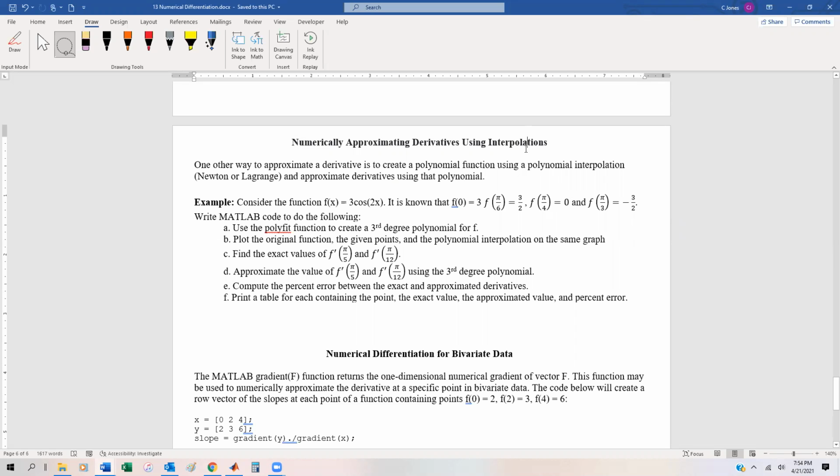Now, we saw in the last few sections that we could do polynomial fitting, right? We saw a least squares line, and then we saw, if possible, a polynomial interpolation for smaller sets of data that would pass through the exact points.